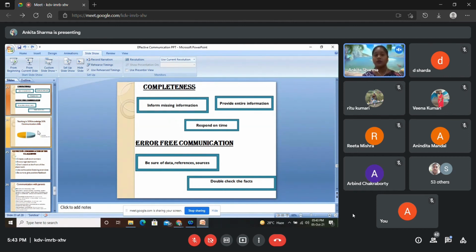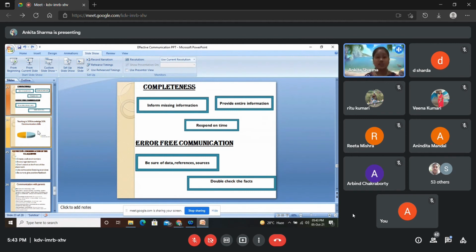You can communicate effectively only if you give the correct information and the entire information is given. If I give just a short message and I don't give the entire message, completeness is missing and effective communication is not happening. So the outcome, the desired result, is zero. For that we have to inform the missing information, provide the entire information, and also respond on time.